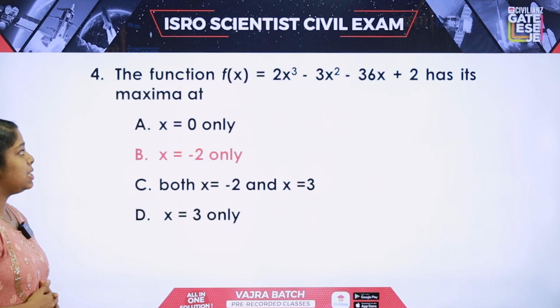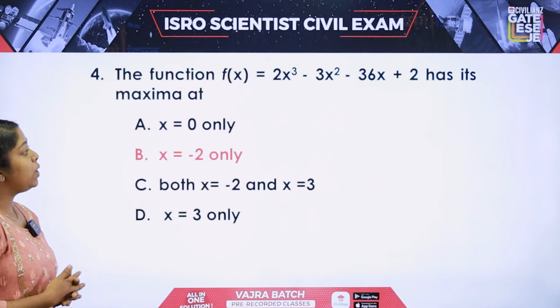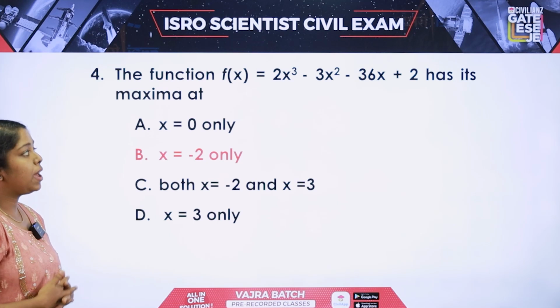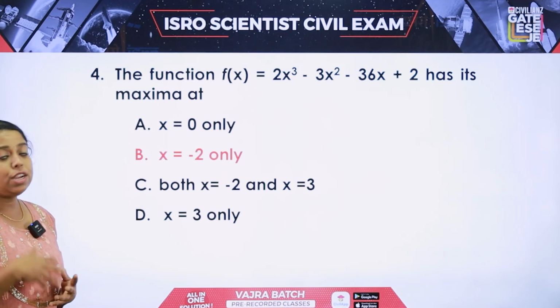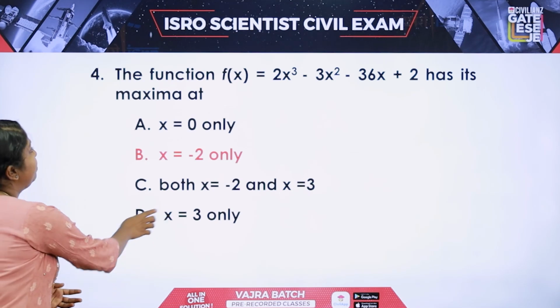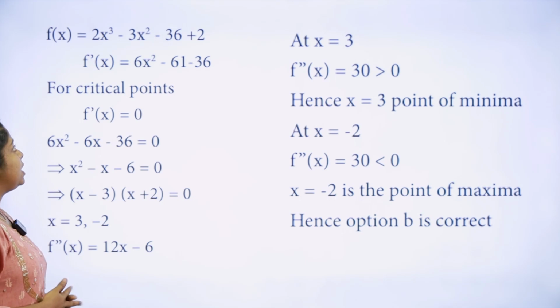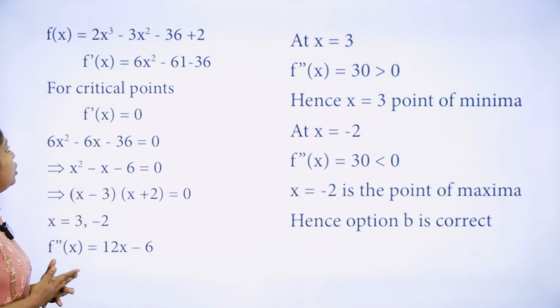The fourth question is that we have been given a function f of x which is equal to 2x cube minus 3x square minus 36x plus 2. And then we need to find at which point it will have the maxima. So first we will write f of x as itself, that is 2x cube minus 3x square minus 36x plus 2.